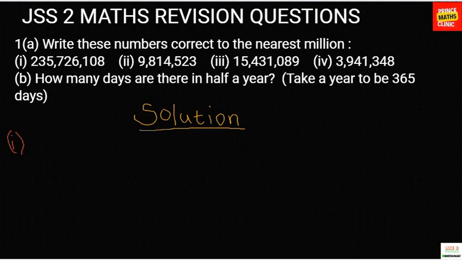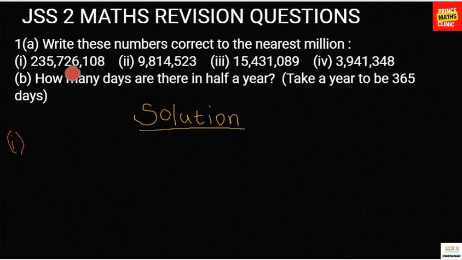As we can see on the board, we have the first question, and the first question says that we should write these numbers and correct them to the nearest million. The first thing we need to do here is that we look at the number. The first value here, which is 8, has a place value of units. Next to it, which is 0, has a place value of tens. 1 here has a place value of hundreds. Then 6 here has a place value of thousands.